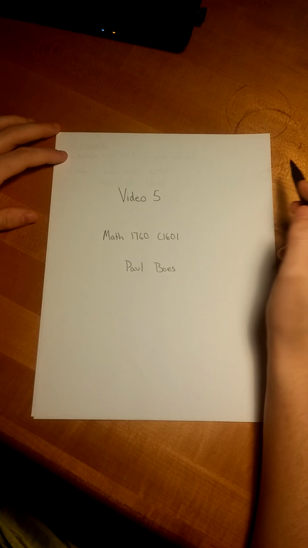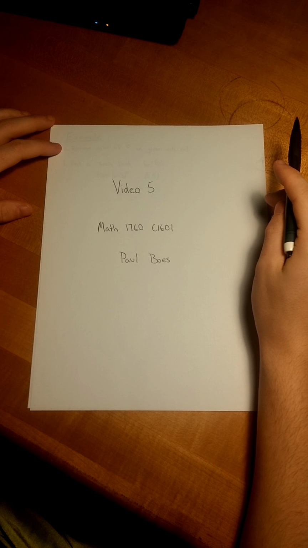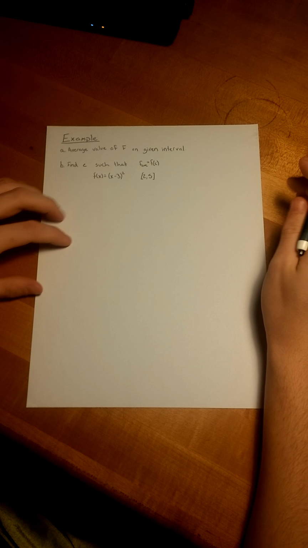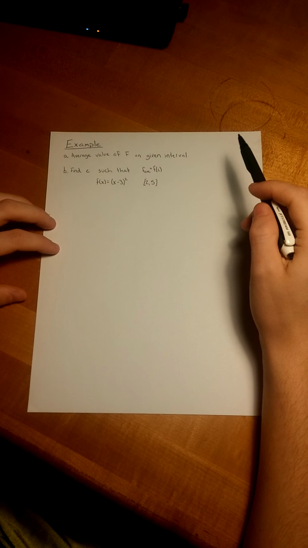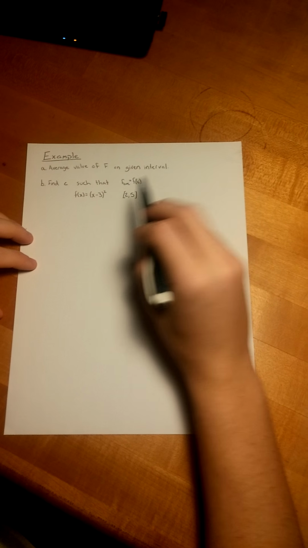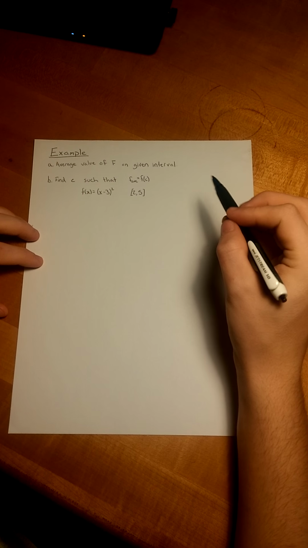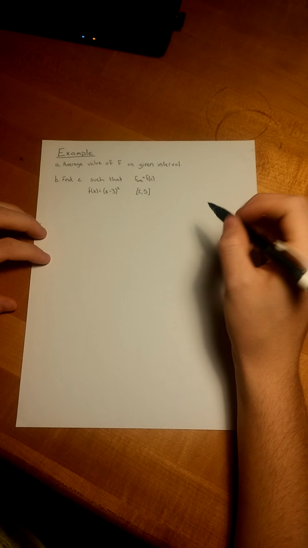I'm going to be doing video 5 for Math 1760 C1601. Today we'll be finding the average value of f on a given interval, and then we'll be finding c such that the average value of f equals f of c.